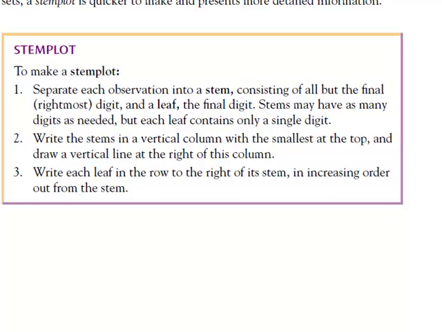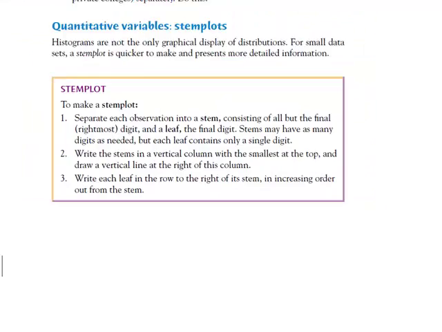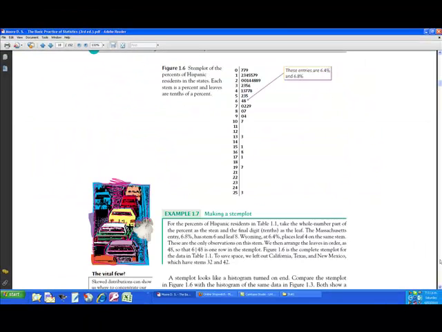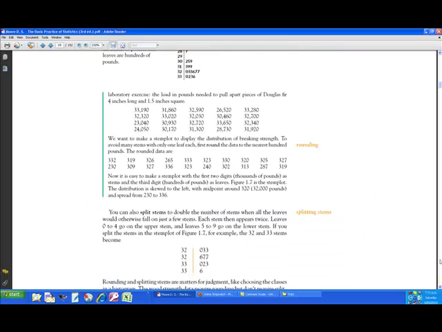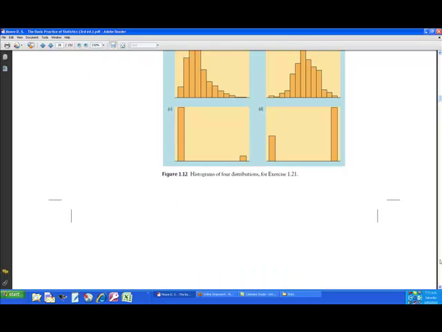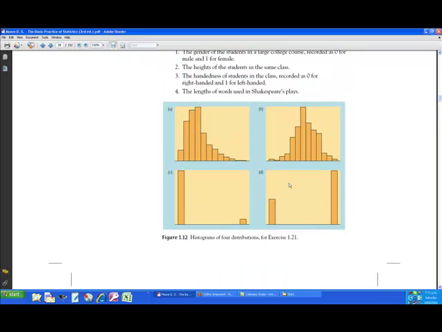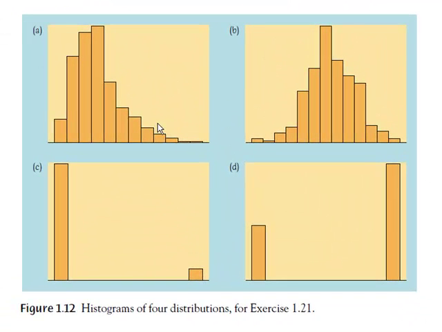Okay, they talk about something called a stem plot, which you can do for quantitative variables. I'm not really going to go through that. Looks like this. So this one here, we would say is skewed to the right. And I guess this one would be skewed to the right. And this one here, D, is probably skewed to the left, but it's not a very good example of that.